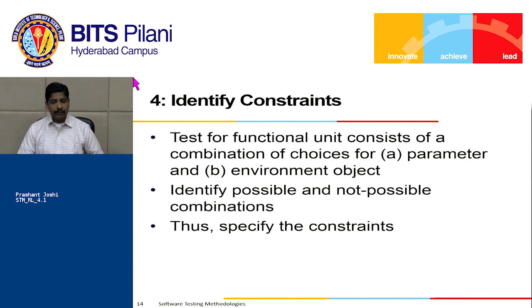Once that is done, where do we get to? We get to constraints. Based on those choices, based on that combination of choices, we will be able to get to certain constraints, which identify possible and not possible combinations. The moment you have made a choice, that leads to a possibility or not possibility of certain options.